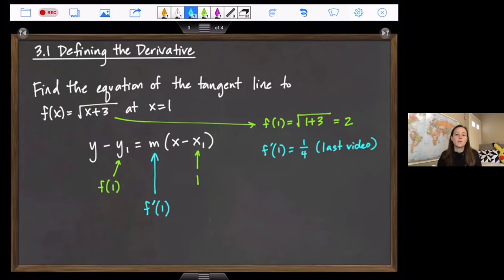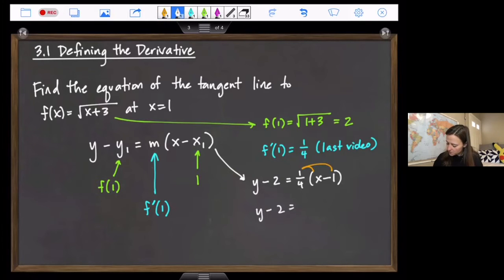And that's the bulk of the work here. Once you've got that derivative from the limit definition, finding the equation of the tangent line is not too bad. So I'm just going to plug those two values into my line. I've got y minus f of 1, which we found was 2, equals m, the derivative 1/4, times x minus x1, which we said was 1. Let's make that look a little prettier. We distribute the 1/4, and I get y minus 2 equals 1/4 x minus 1/4.